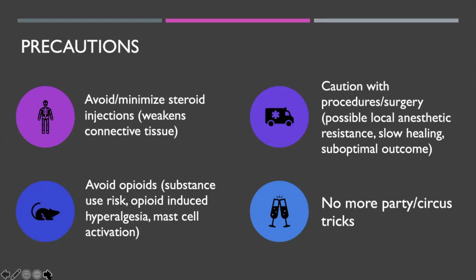And these are ciprofloxacin, which goes by the abbreviated name of Cipro, and levofloxacin, which goes by Levaquin as the trade name, because these can weaken connective tissue and they can increase the risk of tendon rupture, increase things like tendinopathies. It's also important to avoid or minimize steroid injections because these can weaken connective tissue and can increase the risk of tendon rupture.